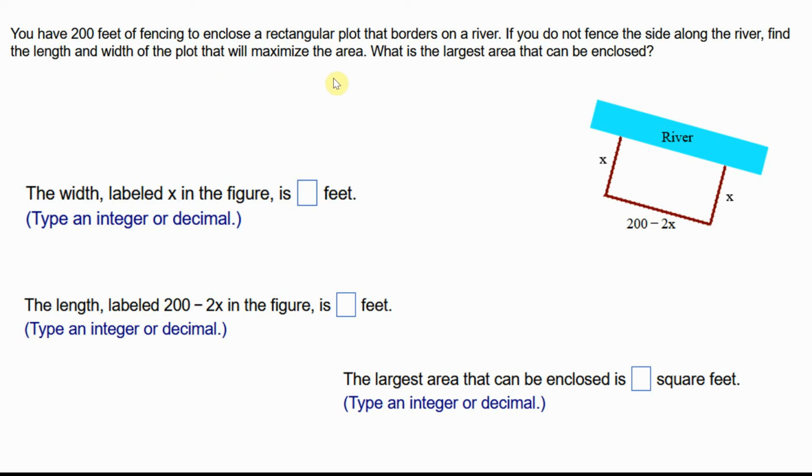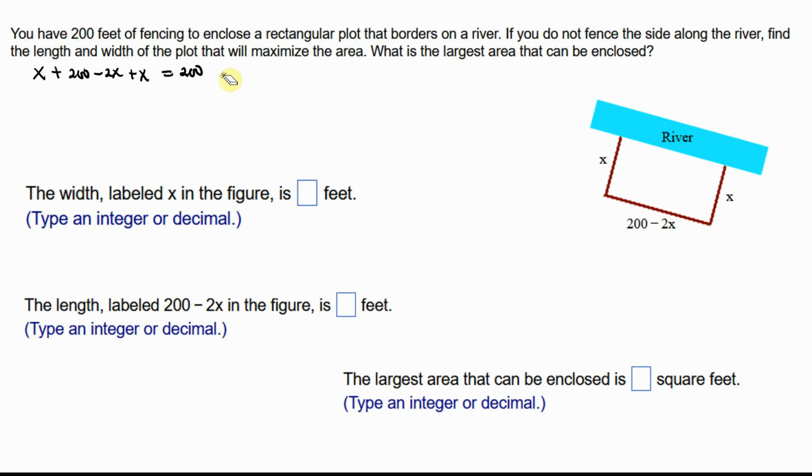So I'm going to add up these sides, and that gives me 200. So that's the perimeter. So I have x plus x. Well, just write it out so you can see it. So x plus 200 minus 2x plus x. All the sides have to equal 200. Does that make sense? That's the perimeter. Add up all the sides, right? Okay.